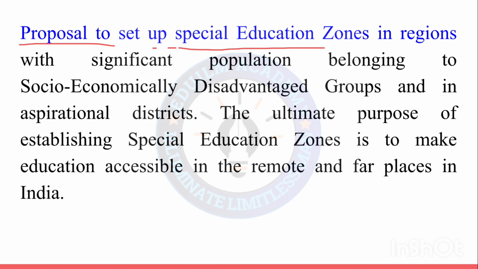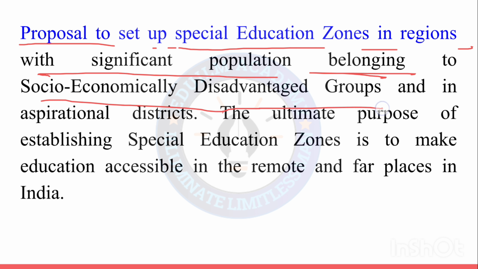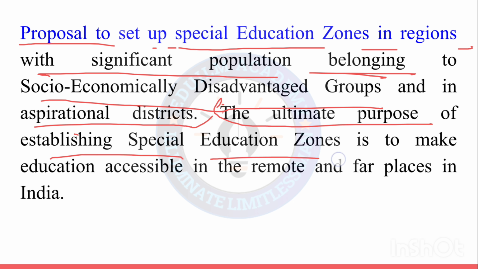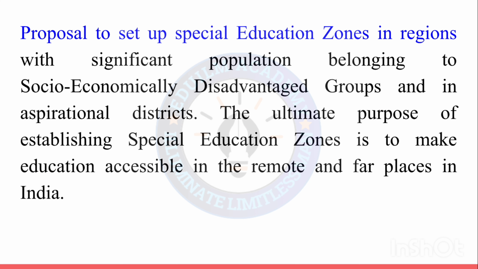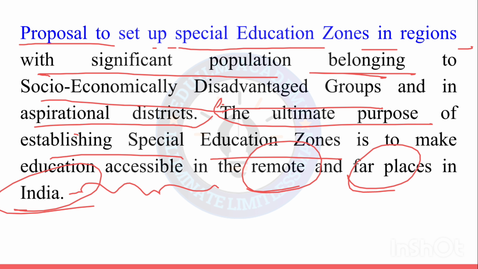NEP 2020 proposal to set up special education zones. The special education zones in regions with a significant population belonging to socio-economically disadvantaged groups and aspirational districts. The ultimate purpose of establishing special education zones is to make education accessible in remote and far places in India. These are groups of persons that experience a higher risk of poverty, social exclusion, discrimination and violence than the general population. That concludes education for socially and economically disadvantaged sections of society.